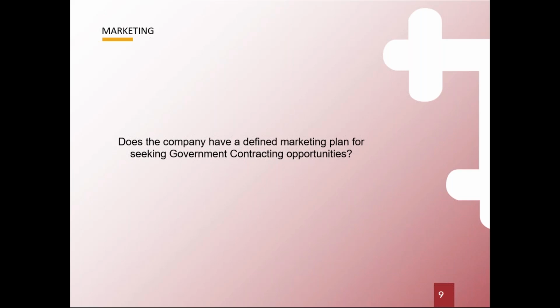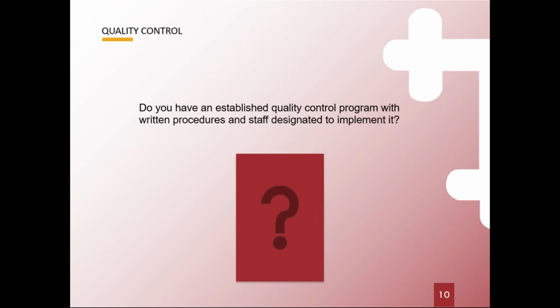Budget. Complete cost breakdown of marketing plan. Be as accurate as possible. You must track your costs. Next, compare your costs to the revenue that it generates. Quality control. Do you have an established quality control program with written procedures and staff designated to implement it?